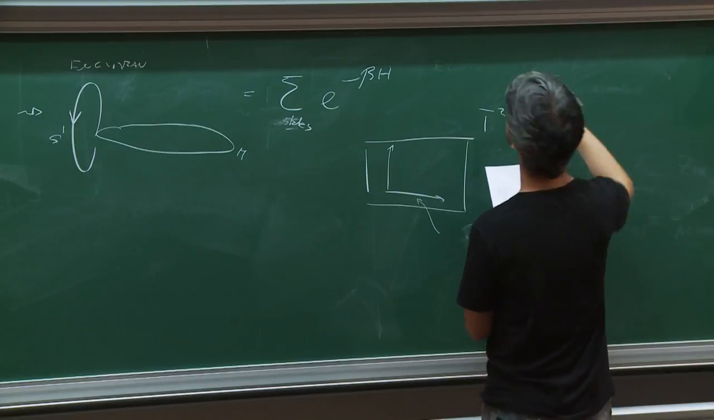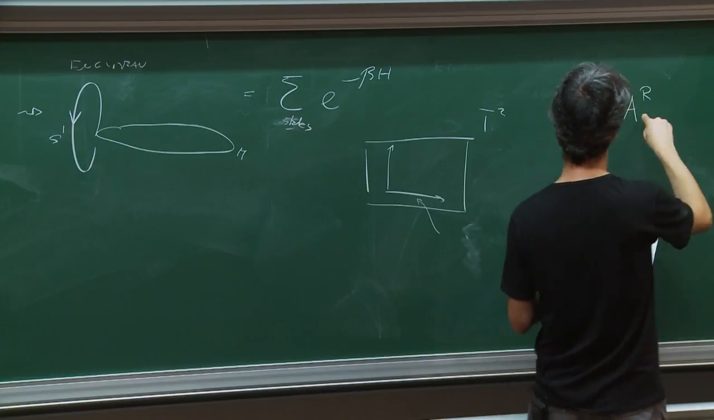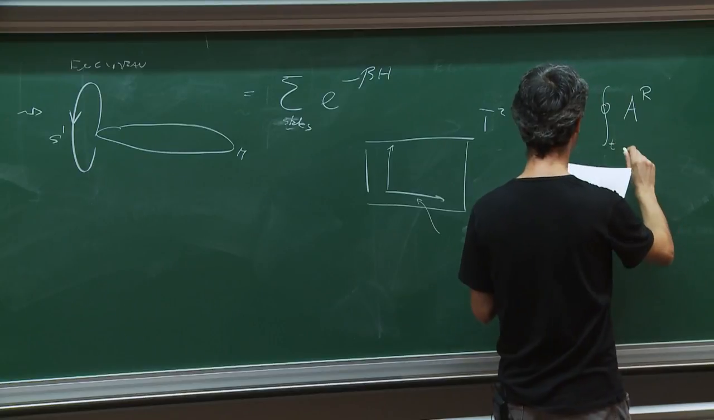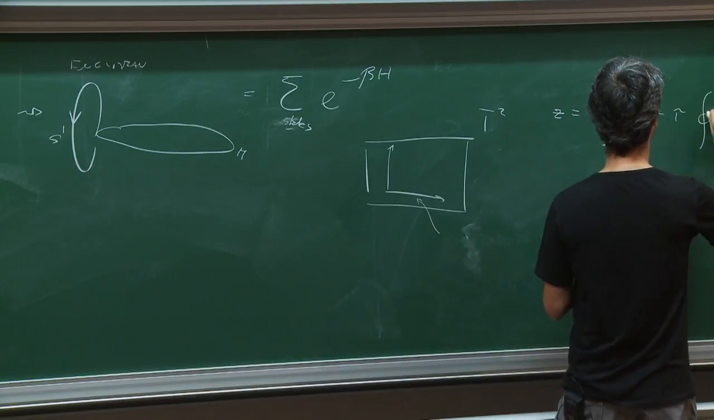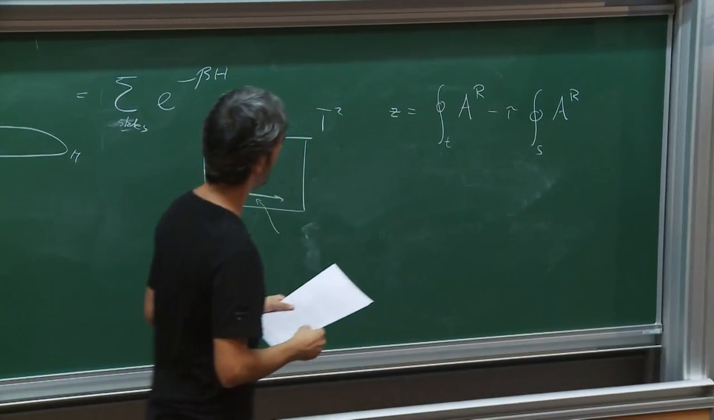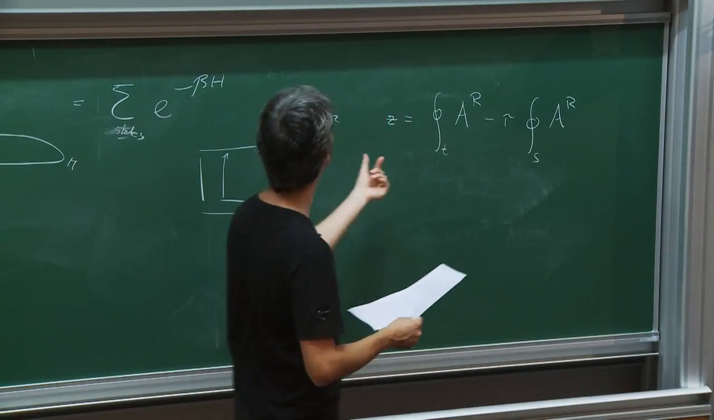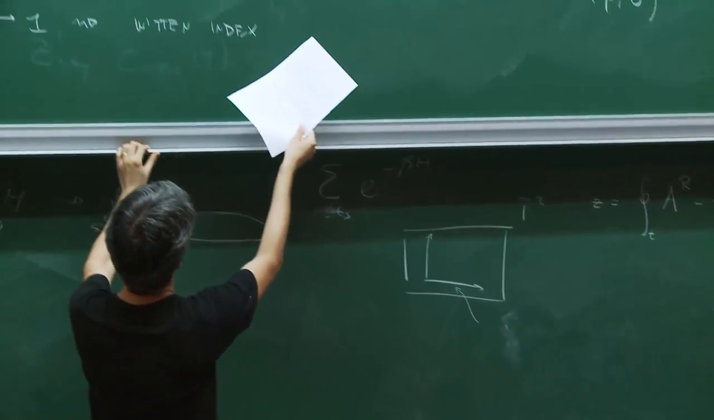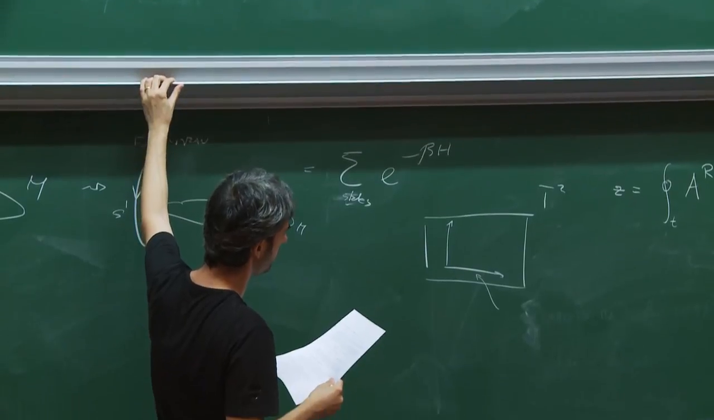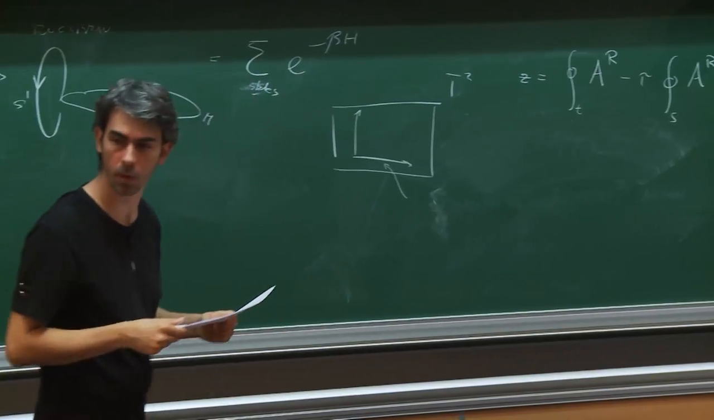For instance, the parameter z that appears there will be nothing else than the Wilson line for the vector field for the R symmetry along, say, the temporal cycle minus tau times the integral along the space circle. And so turning on these two parameters, which are real, one gets a complex variable. And this complex variable corresponds to this chemical potential. Okay, this is standard. So what are these vector fields for the R symmetry?